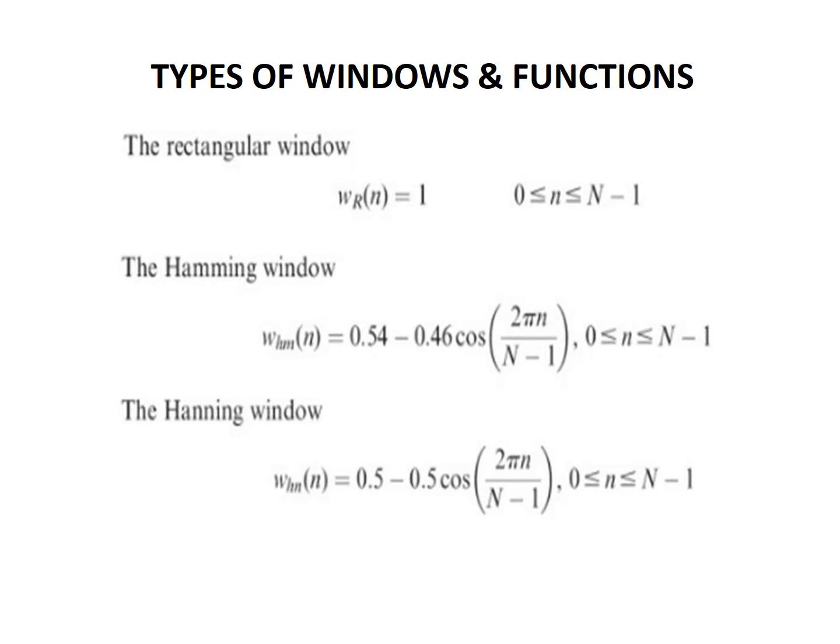Second we go for the Hamming window. So the transfer function of the Hamming window WHM of n is equal to 0.54 minus 0.46 cos 2 pi n divided by n minus 1, for 0 less than or equal to n less than or equal to n minus 1. Then the Hanning window WHN of n, the value is 0.5 minus 0.5 cos 2 pi n divided by n minus 1, for 0 less than or equal to n less than or equal to n minus 1.